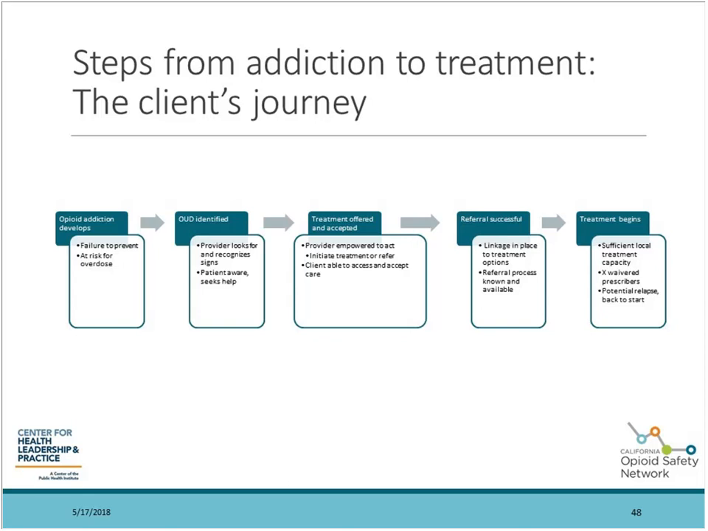So on the far left, we have opioid use disorder develops and an addiction develops. We need to recognize that first there was a failure to prevent that from occurring, and that person is at risk for overdose. The next thing that has to occur is that the individual needs to be recognized as someone with opioid use disorder, which can happen ideally in a clinical setting, or by someone else in the community who is empowered to see the signs and offer treatment or a referral, or the patient themselves are aware and they seek help.